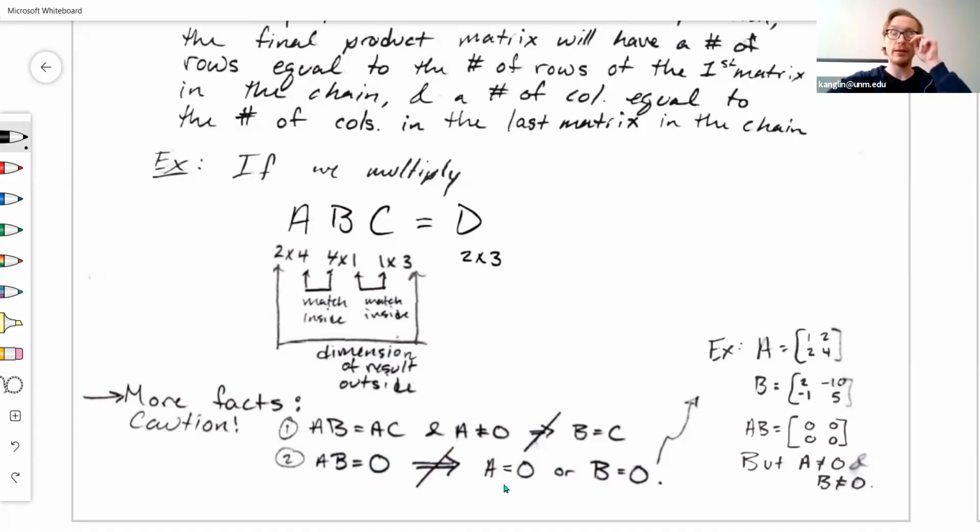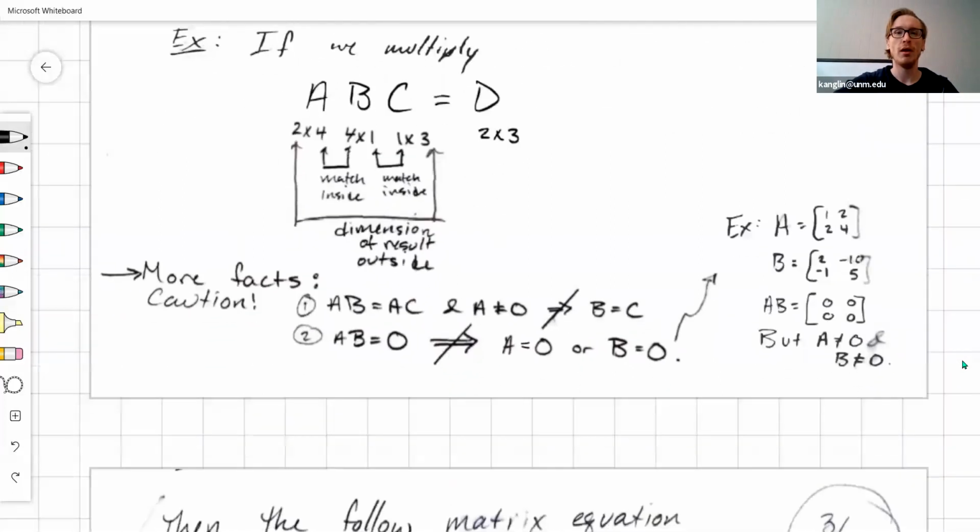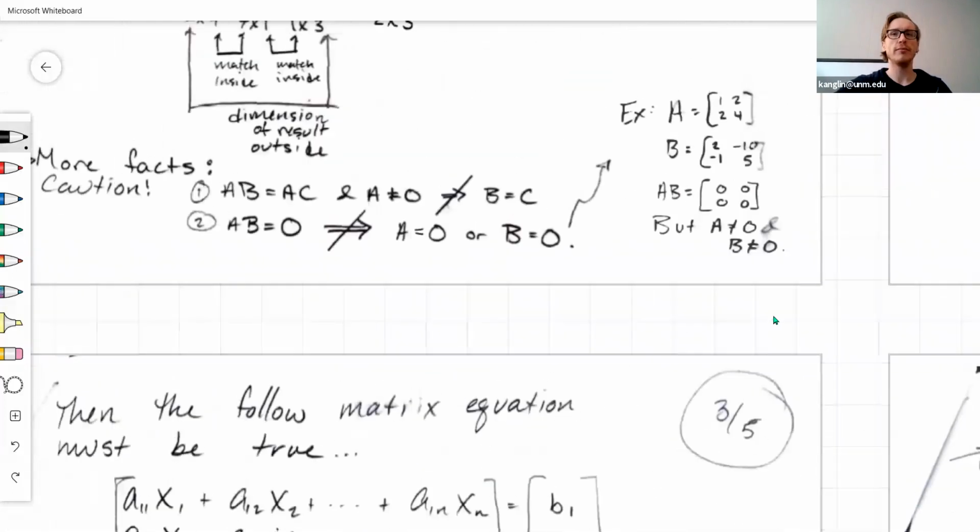With matrices, you can't. So for example, I've written down two matrices here, A and B. A is 1, 2, 2, 4. B is 2, negative 10, negative 1, 5. And you can check this. When you multiply A and B, you will get the zero matrix out. But neither A nor B was the zero matrix itself. So it shows that these little rules that work for numbers don't always work for matrices, specifically when it comes to matrix multiplication. Okay, so let's move on here.